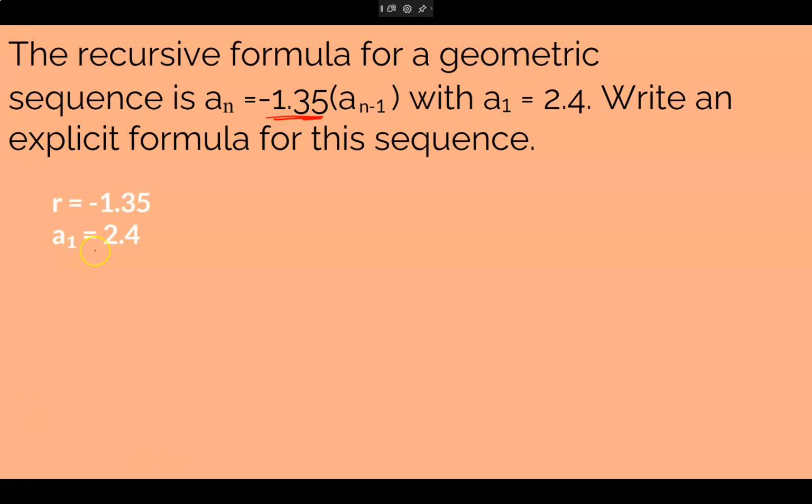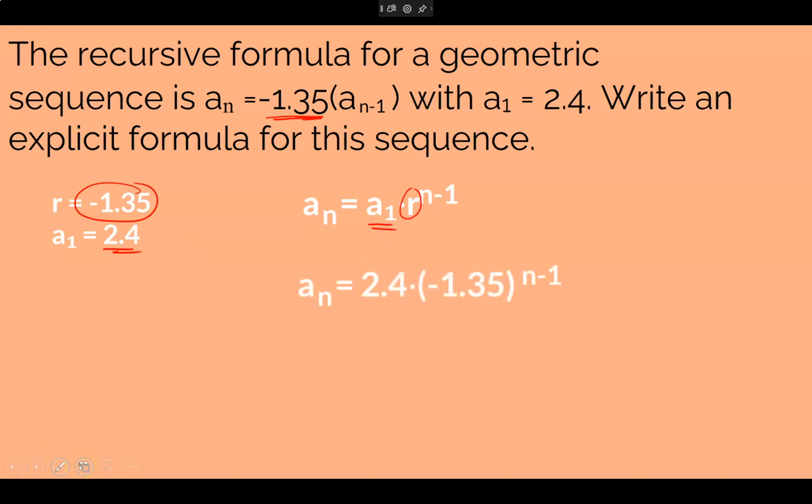My A1 is 2.4. That's what they gave me. What do I need for the explicit formula? I need both of these pieces. Good. And because we have A1, we're going to use that N minus 1 exponent. So we're going to use R to replace this piece, and then our 2.4 should replace our A1 value, and this is what we should get. How'd you do? Did you do okay? Yes? We got one more converting.